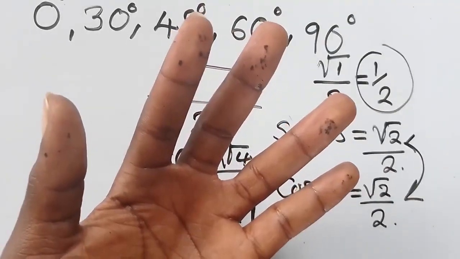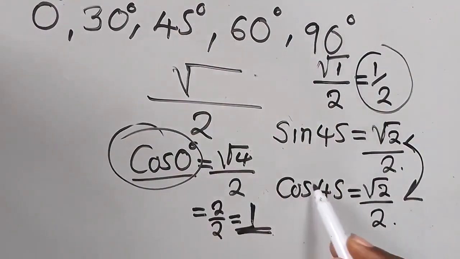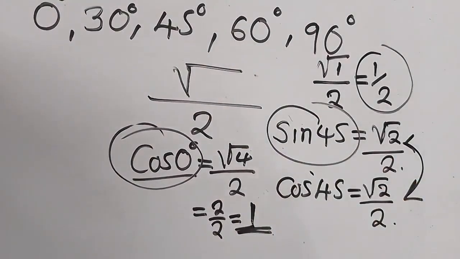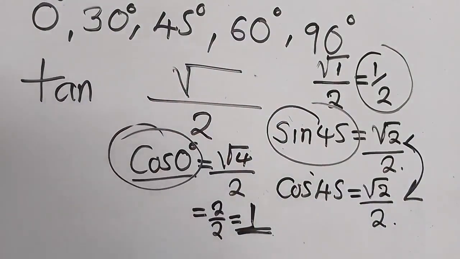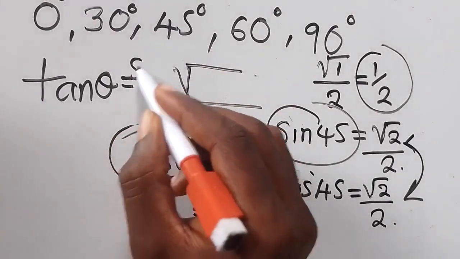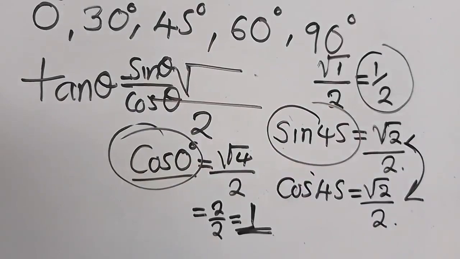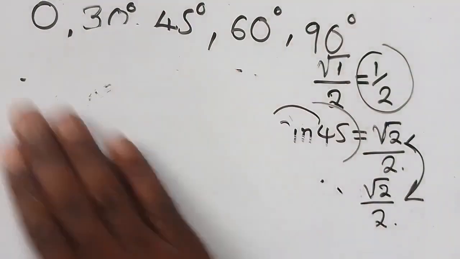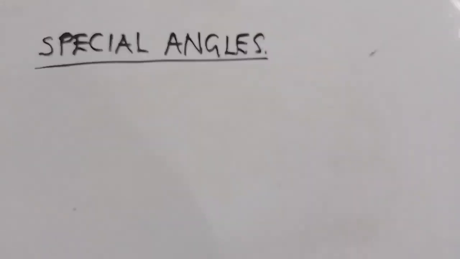So you know that, I'm just emphasizing on the cosine and the sine like this. So what if you are asked to find tan? Have you seen? What if you are asked to find tan? You know that the way we find tan, we say sine theta over cos theta. This is the formula that we use. Let me explain this so that you may understand properly. We are under special angles.